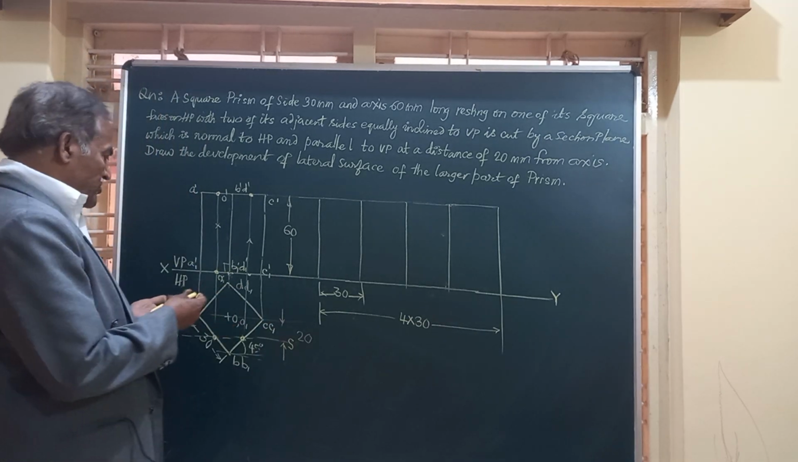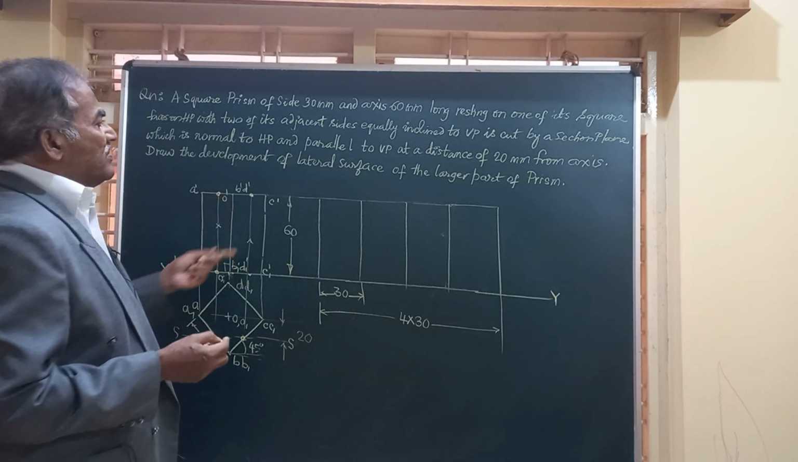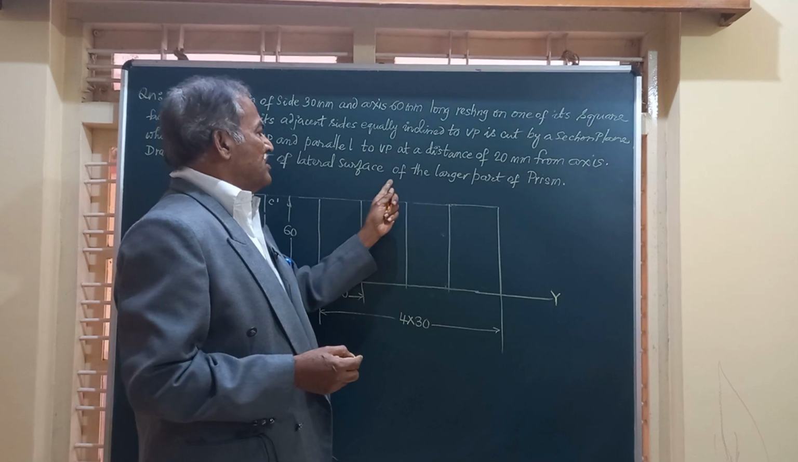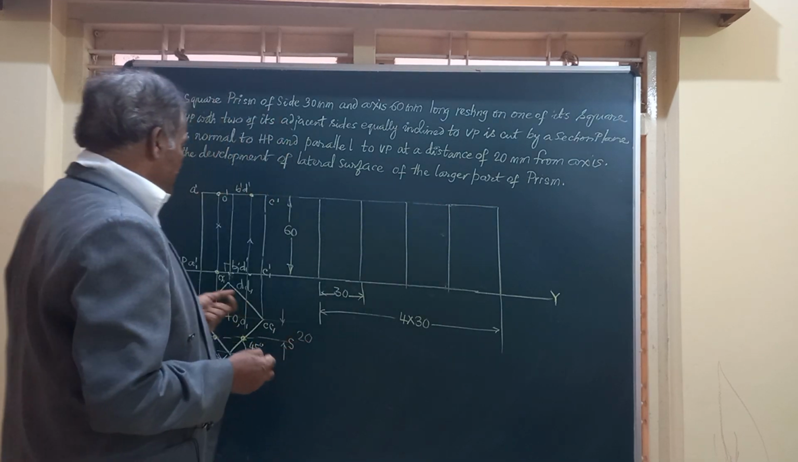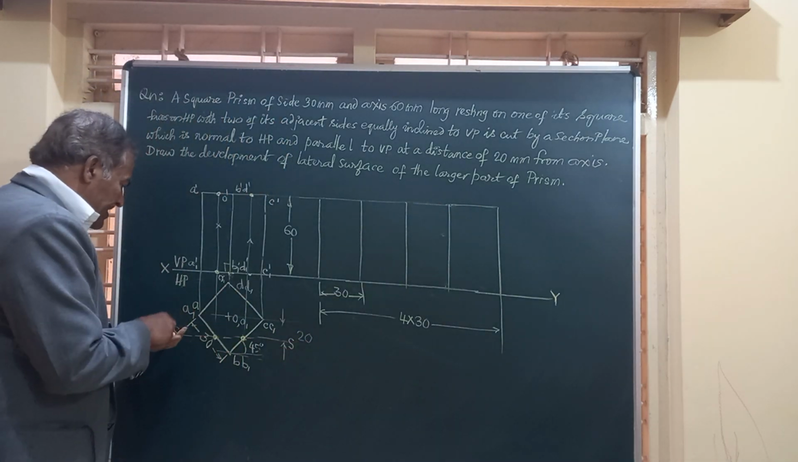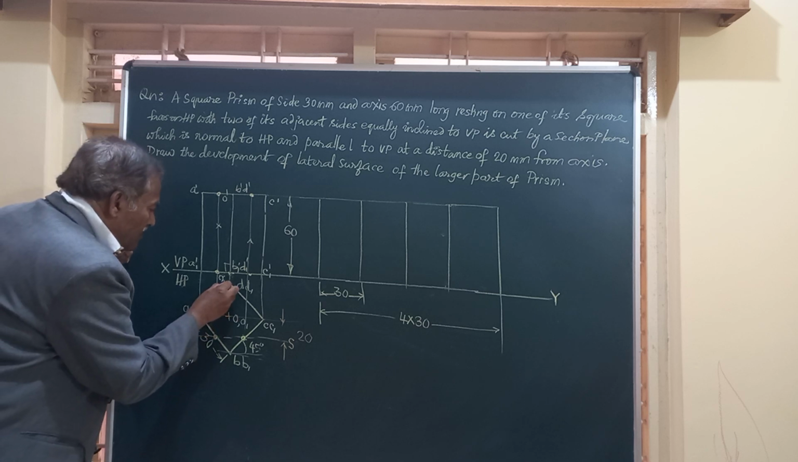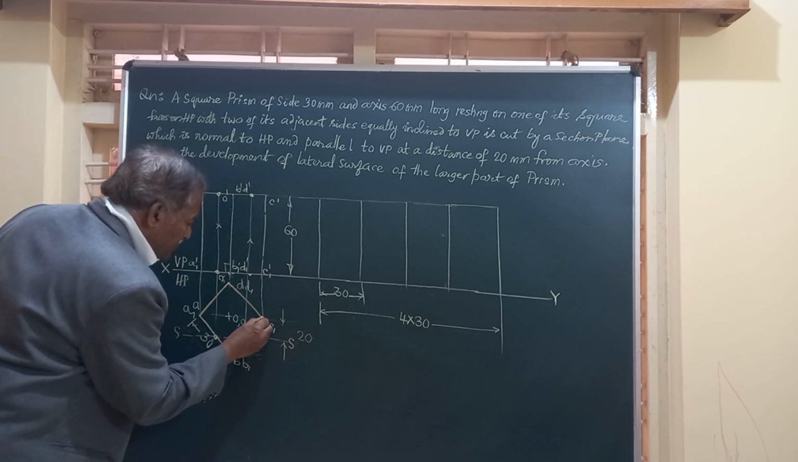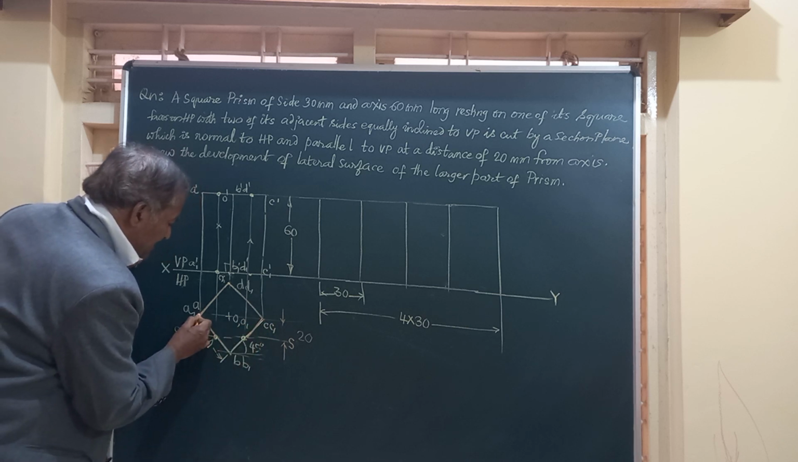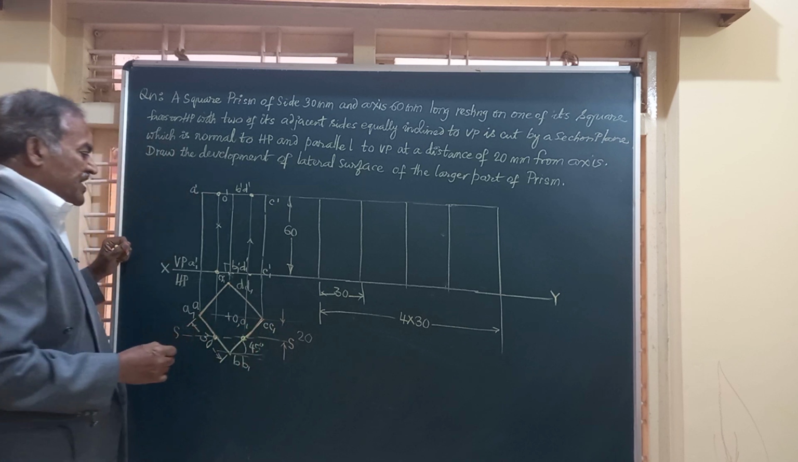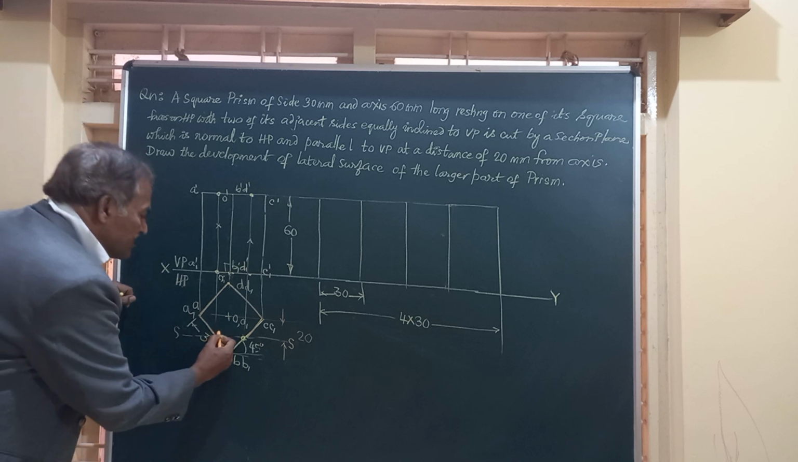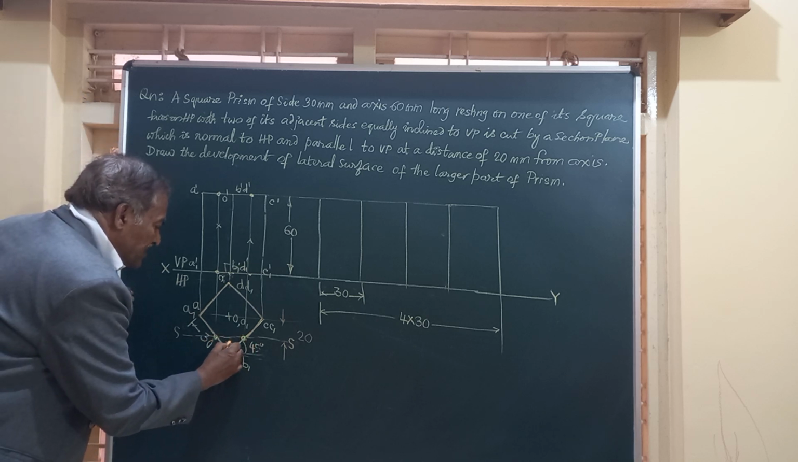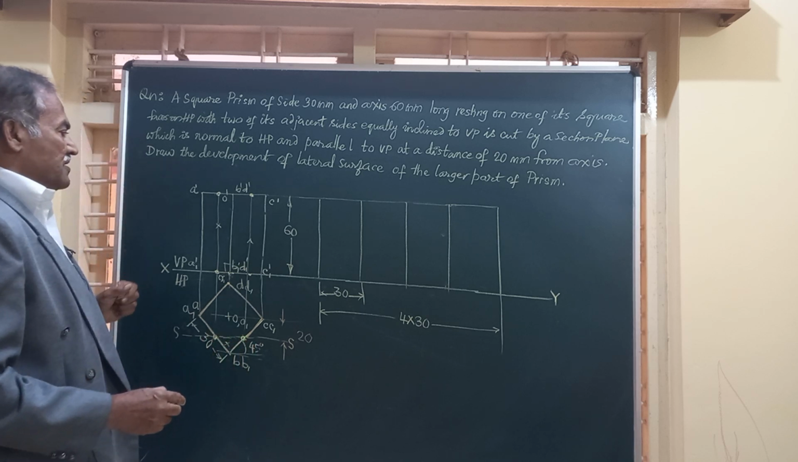Now friends, the question is asking, draw the development of the lateral surface of the larger part of the prism. So after this is cut, I will show the portion that is retained. This is the larger portion of the solid that is retained for obtaining the development. And the smaller part here is thrown out.